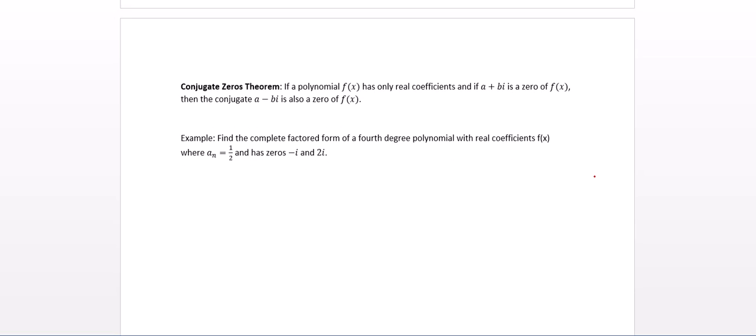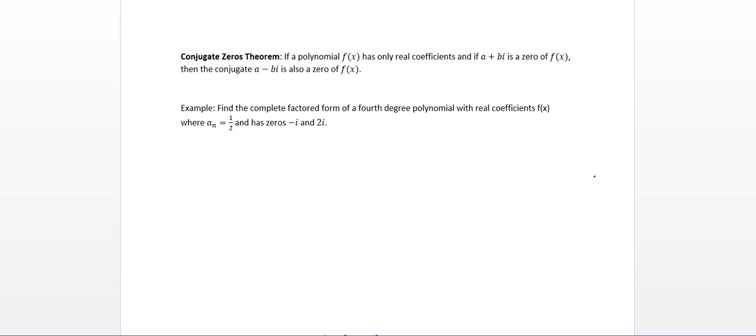All right, conjugate zeros theorem. Notice that when I have 4i, I also have negative 4i. And that's not a coincidence. These are not just perfect little problems. In fact, the conjugate zeros theorem tells us that if a polynomial f of x has only real coefficients, so real numbers as coefficients, if a plus bi is a zero of f of x, then the conjugate a minus bi is also a zero of f of x. All right, always they come in pairs.